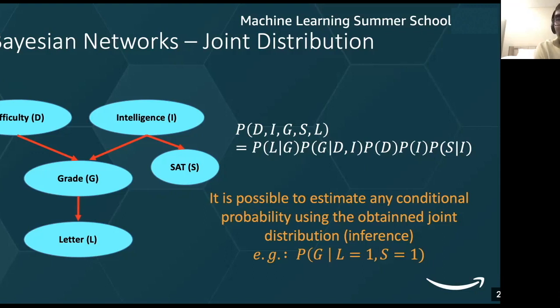So the way we would write down the conditional distribution in this particular case would be probability of grade given difficulty, intelligence. And that is what is shown as the second term on the right of that particular equation.